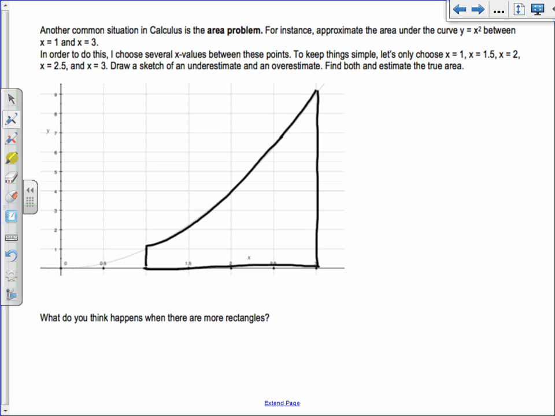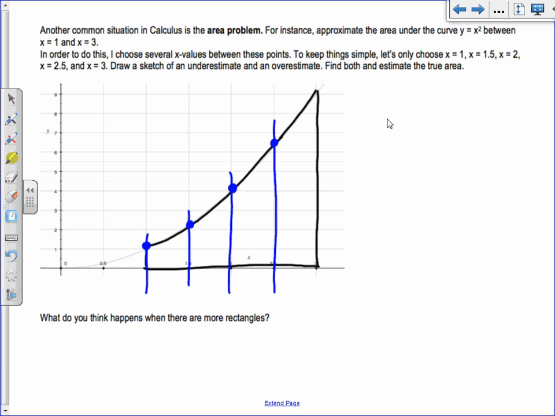Okay, so it says in order to do this, I choose several x values between these 2 points. We're going to keep things simple, and we're going to use x equals 1, that was right here, x equals 1.5, x equals 2, x equals 2.5. So we're using all these points along the curve. And we're going to draw overestimates and underestimates.